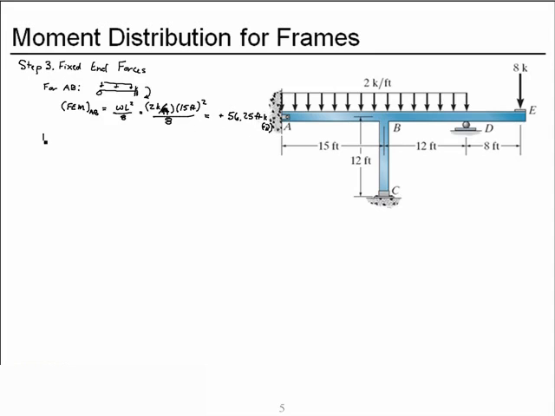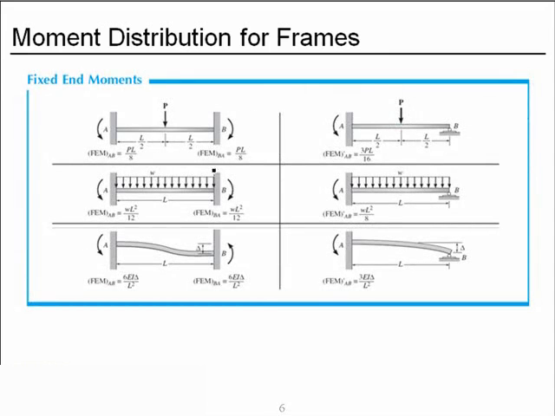Now for member BD. By the way, we don't have a fixed end moment at A. We're going to use the modified stiffness for this member, so we consider that a roller, and clearly the moment is 0 at the roller end. But for BD, we're going to get the fixed end moments by considering it fixed, uniformly loaded, and that is this situation.